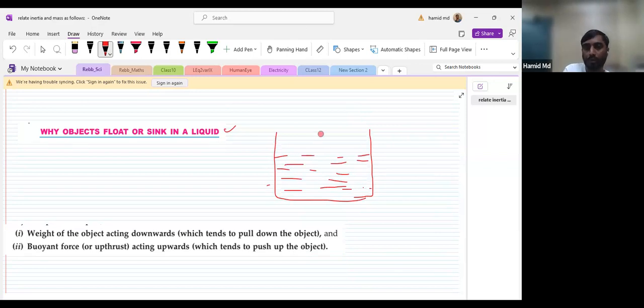Okay, so we have an object, say it is on the surface, of mass m. So how many forces are actually acting on it? One always acts toward the ground due to gravity, that is mg, right? Yeah.